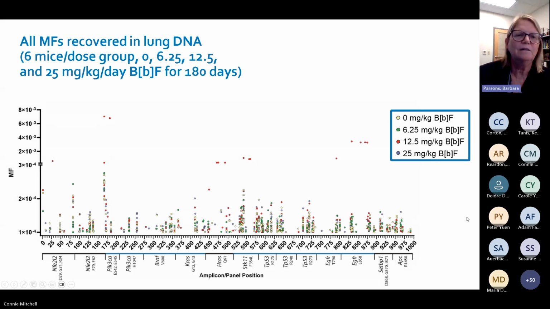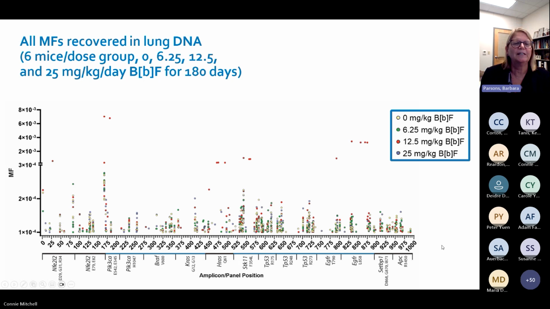So this is the data, all the mutant fractions that were recovered in the lung DNA that we analyzed in the 180-day treatment group. So there were 6 mice per dose group. The doses were 0, 6.25, 12.5, and 25 mg per kg per day. You can see the mutations in the graph are color-coded by dose. They're arrayed in this graph on the x-axis by their panel position, what amplicon they occurred in, and on the y-axis by their mutant fraction: the number of mutant single-strand consensus sequences divided by the total number of single-strand consensus sequences recovered at a given position.